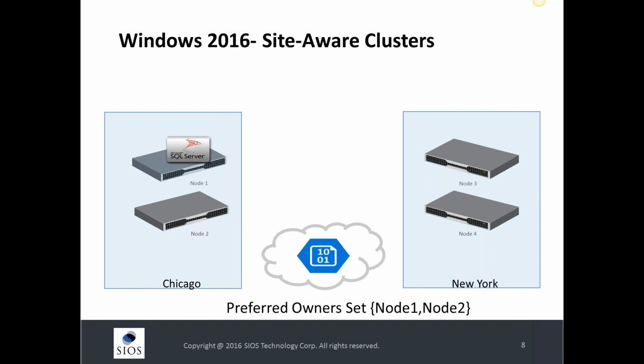So before 2016, we could set preferred owners. In this case, maybe our primary site is Chicago and the DR site is New York, and we wanted to try to keep things running in Chicago unless Chicago was completely offline. So you think, well, that's easy. Let's set up the preferred owners and say node 1 and node 2 are my preferred owners. Okay, so we have that set.